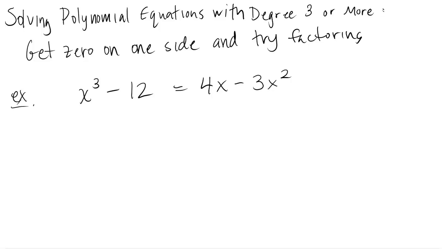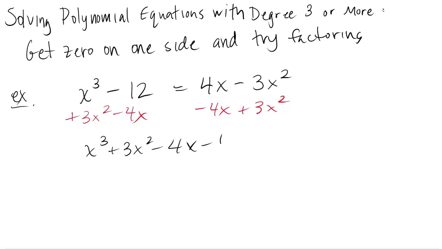So in the example you see on the screen, x cubed minus 12 equals 4x minus 3x squared. There's no obvious strategy for what to do if I leave it like this. So I'm going to move everything to one side. I'm going to get 0 on one side. So I'm going to subtract 4x and I'm going to add 3x squared. And when I write those steps on the left side, I'm going to write them in the opposite order because I like to have my terms in descending order from highest power of x to lowest power of x. So the result of that step is x cubed plus 3x squared minus 4x minus 12 equals 0.